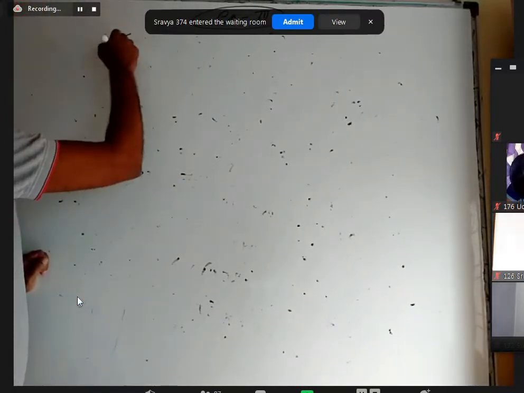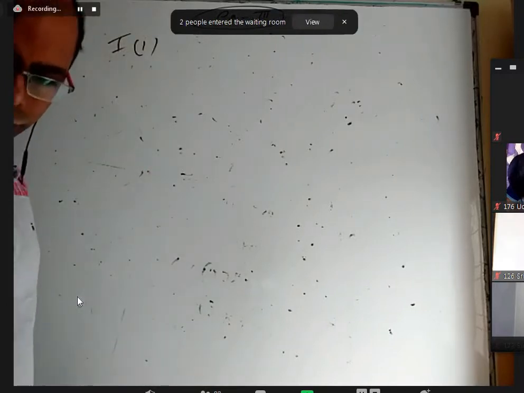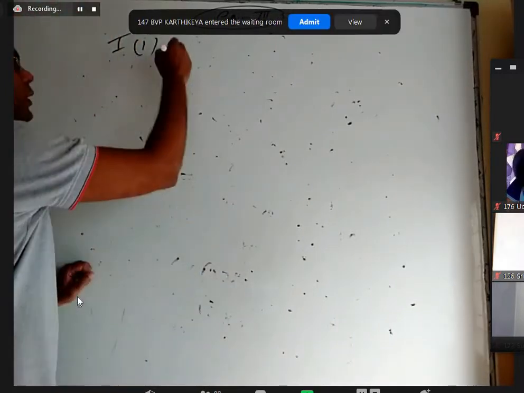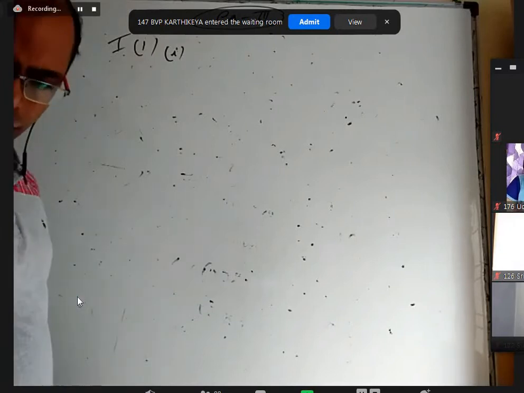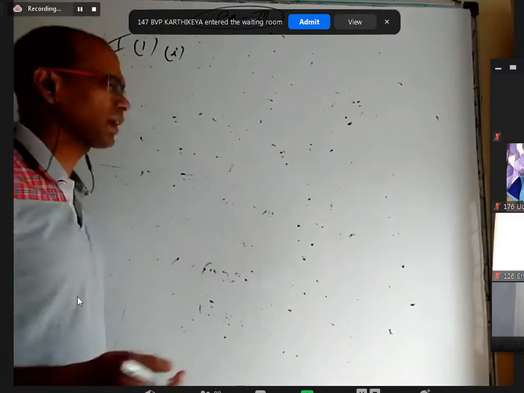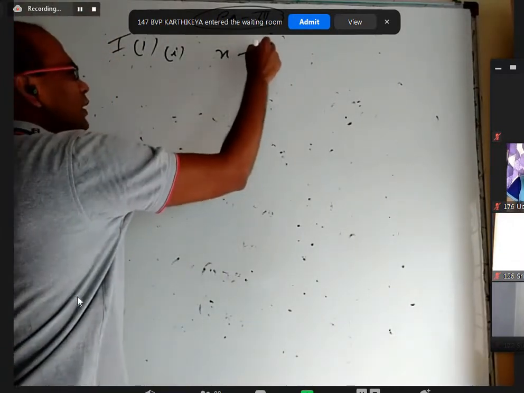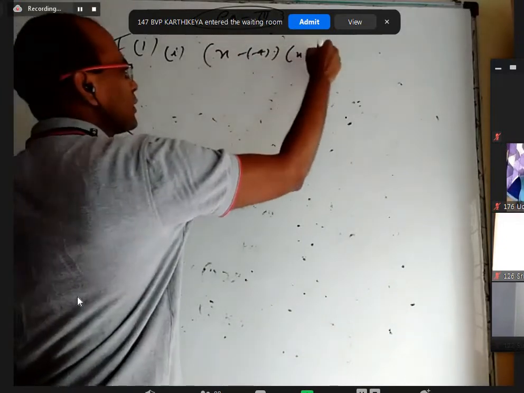So section 3, first question. In that I want to do only odd numbers. So Roman 1, they want a quadratic equation whose roots are -4 and 3. (x - (-4))(x - 3) = 0.